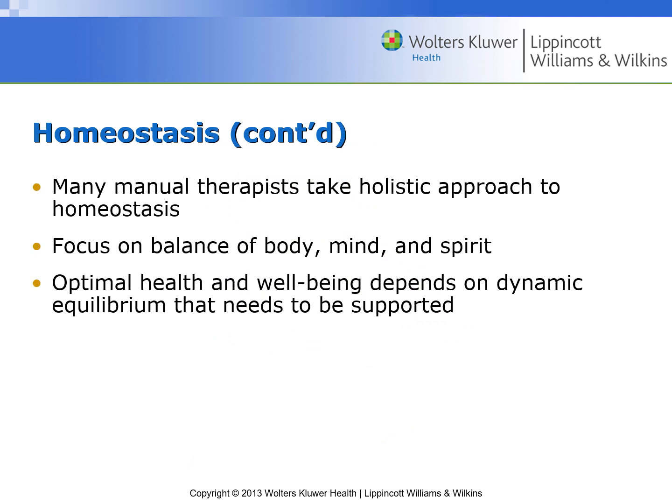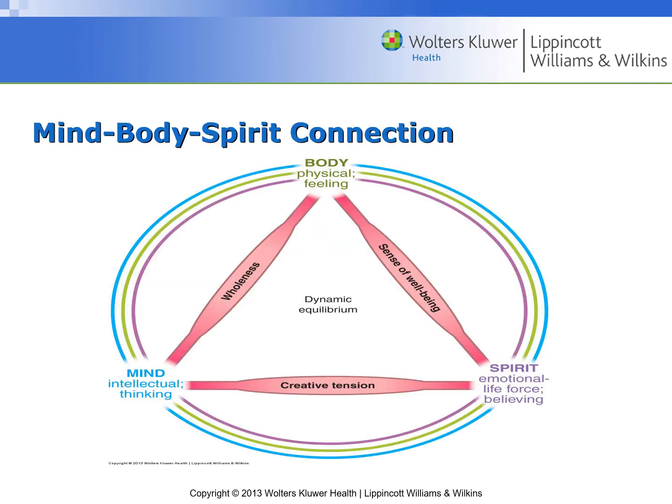Now, when it comes to homeostasis, many manual therapists take holistic approaches to homeostasis. We tend to focus on balance of the body, mind, and spirit. Optimal health and well-being depends on a dynamic equilibrium that needs to be supported. And the diagram here illustrates the holistic representation of homeostasis. The model of homeostasis depicts the dynamic equilibrium between the body, mind, and the spirit.